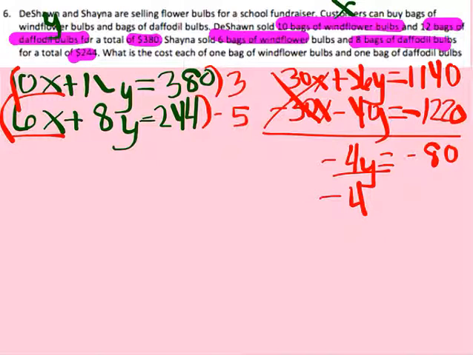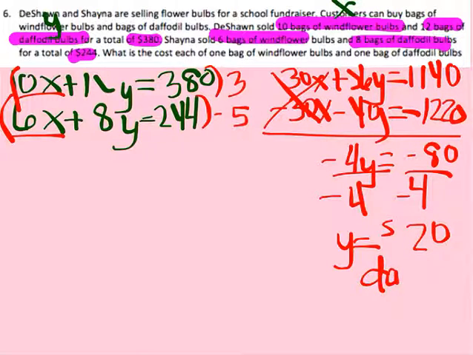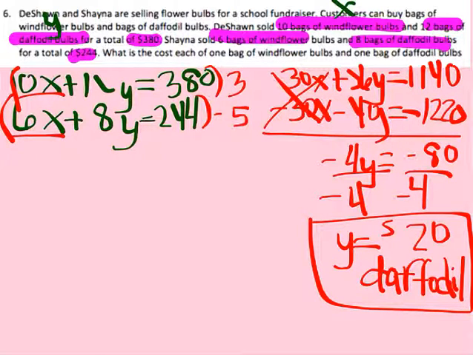Divide both sides by negative 4, and that's going to give me $20. So that is going to represent my daffodils. Okay, so my daffodils is going to be $20.